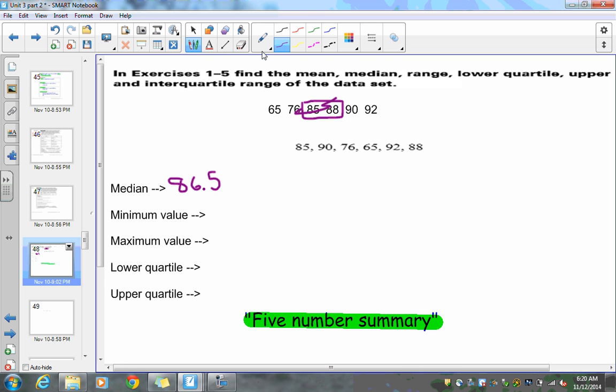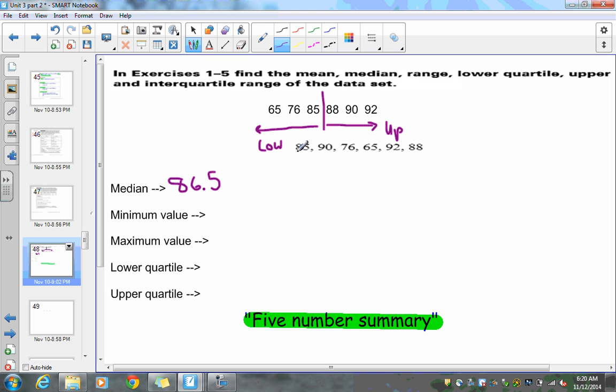Now here's the deal with the median. I'm going to draw a line showing where the median will be. So the median is 86.5. It is cutting my data set in two, and for lack of a better term, I'm going to call this the upper half, and this right here is the lower half.